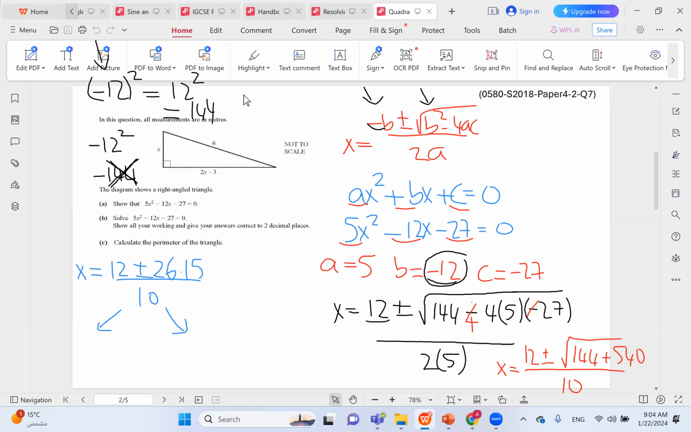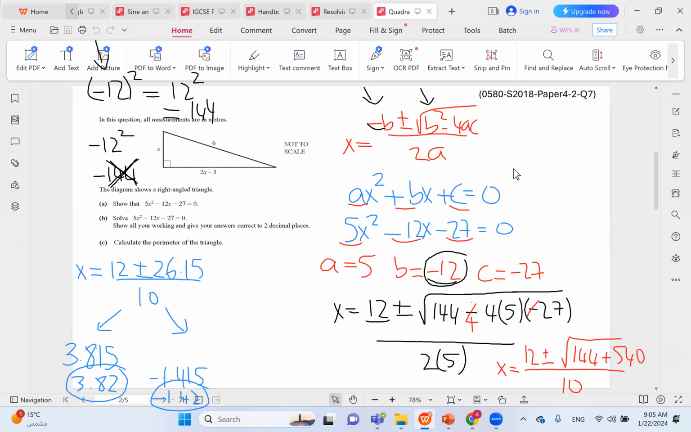So 12 plus 26.15 is 38.15. So this is going to be 3.815 or 3.82. This is your final answer. And then you plug in again 12 minus 26.15 divided by 10, and that gets us negative 1.415. Again, this would be negative 1.42. So your final answers for B are 3.82 and negative 1.42.